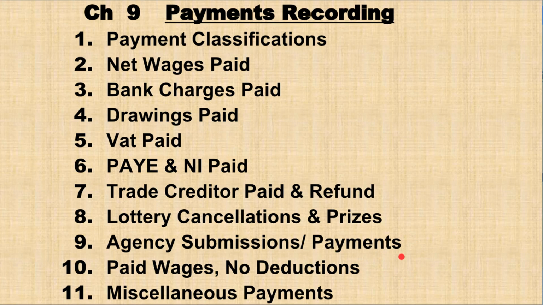Chapter number 9, payments recording. We start by looking at payment classifications. Next, we look at net wages paid, bank charges paid, drawings paid, VAT paid, PAYE and NI paid, trade creditor paid and refund, lottery cancellations and prizes, agency submissions or payments, paid wages without deductions, and finally miscellaneous payments.